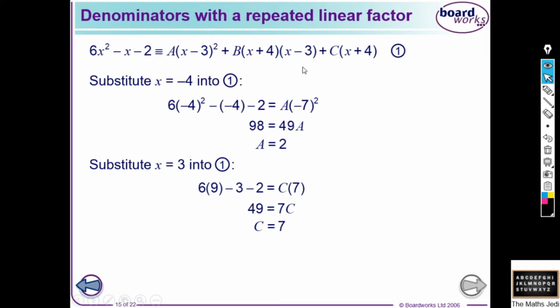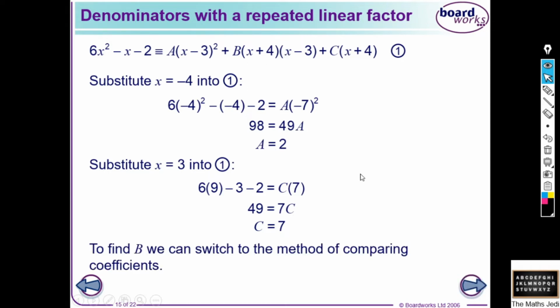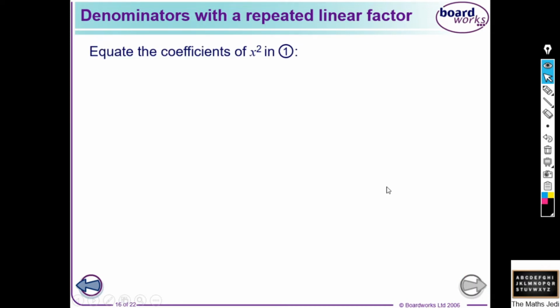You could do a similar method to the video I showed last time in terms of using a simple value of x, like 1 for example, or 0, and then that gets you a very easy expression that you can then substitute the values of a and c into to work out b. I actually prefer that method, but they're going to equate coefficients. Let's just look at them doing that.